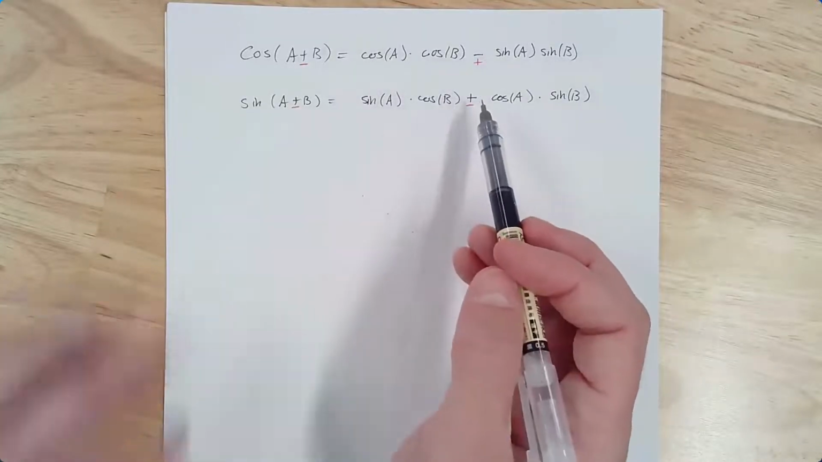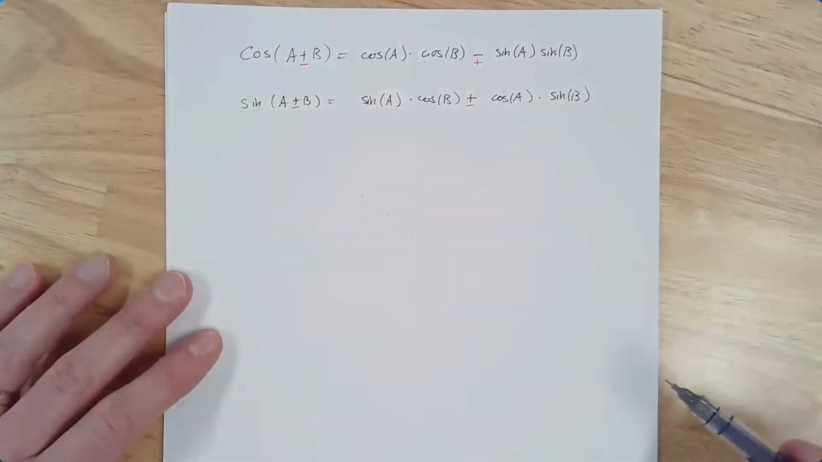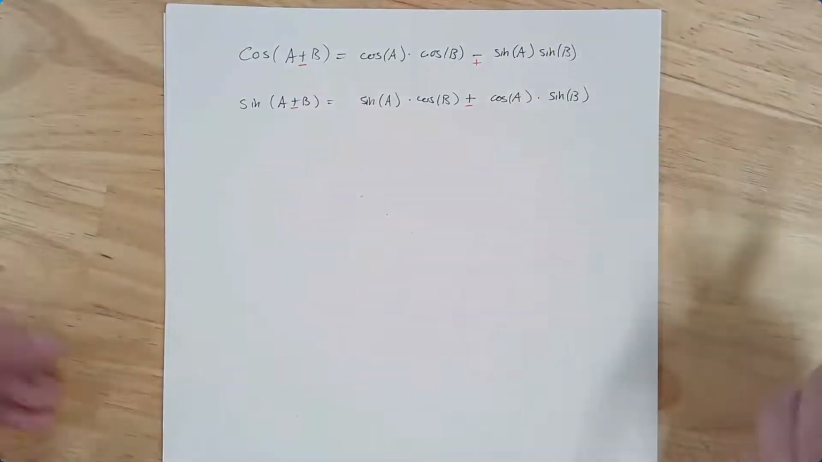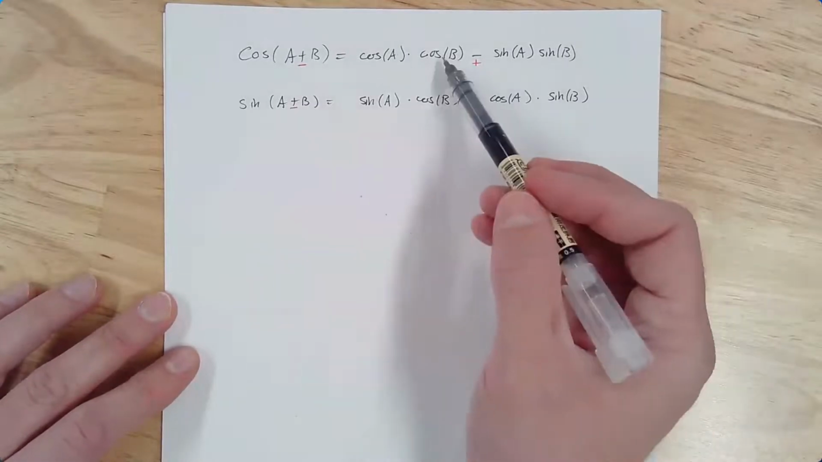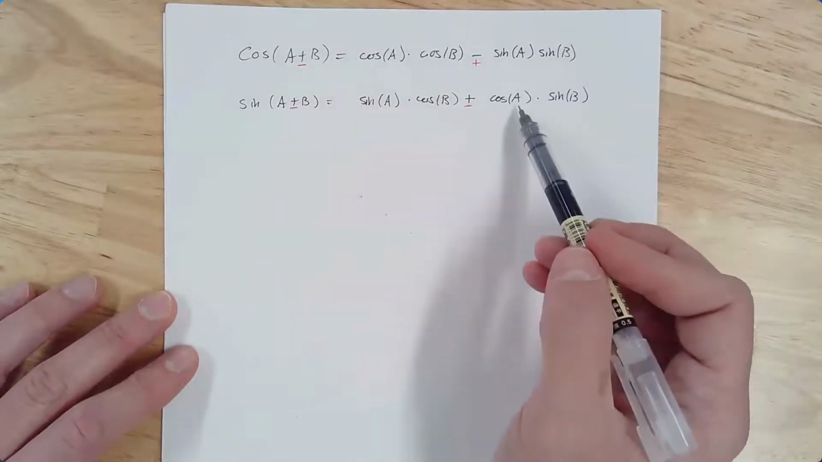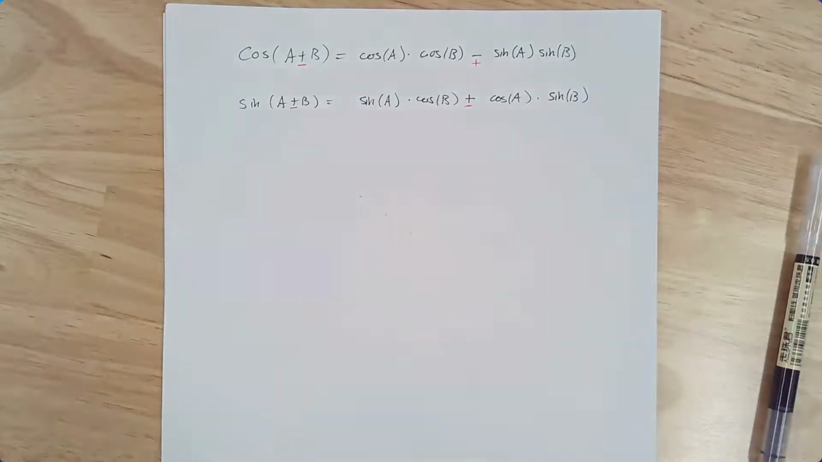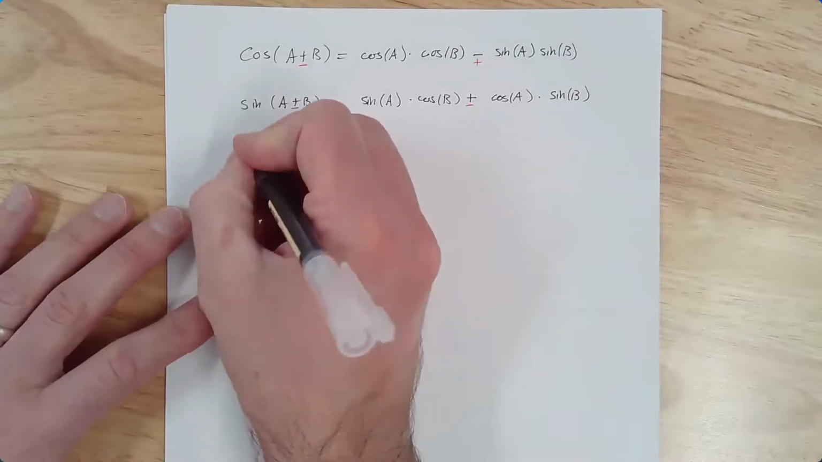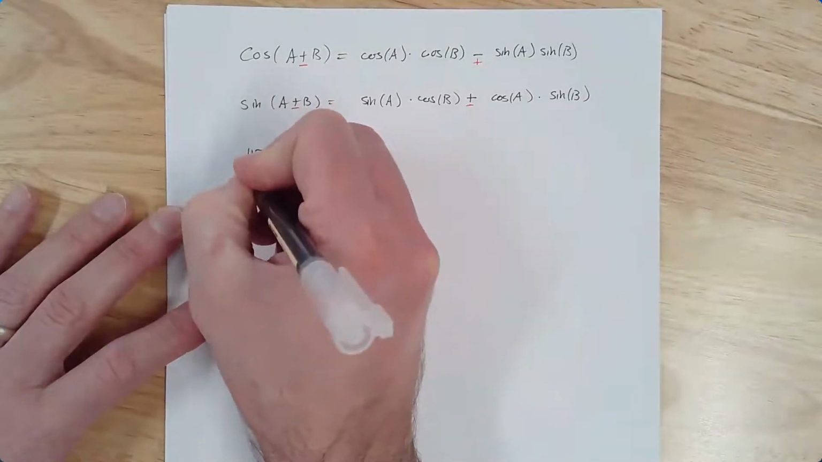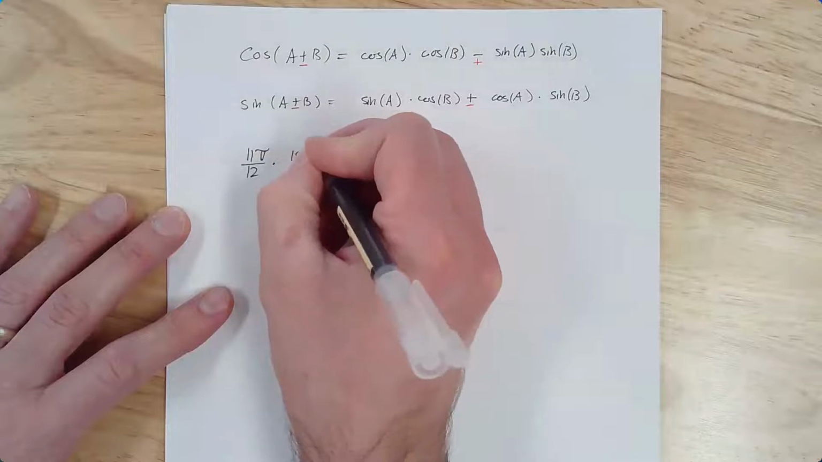Whereas for the sine formula, the sign here stays the same. Plus, plus, minus, minus. And then each of the formulas has cosine and sine of each angle, right? I have a cosine A, a cosine B, a sine A, a sine B. I always think about all those pieces appearing. So let's do this one again. Let's first change our angle, 11 pi over 12, to degrees.